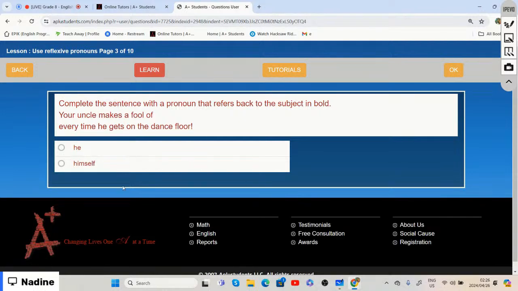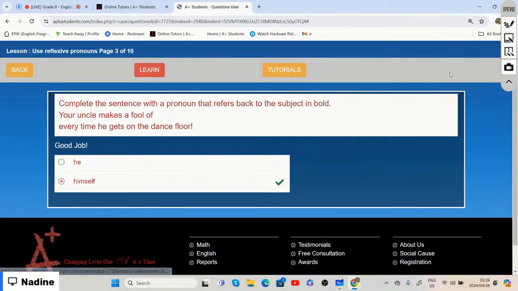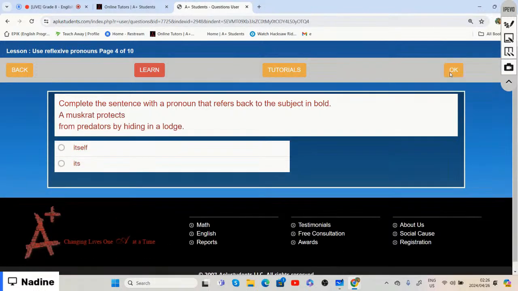All right, so we can say our uncle makes a fool of himself, right? Because that is a reflexive pronoun, which is himself.